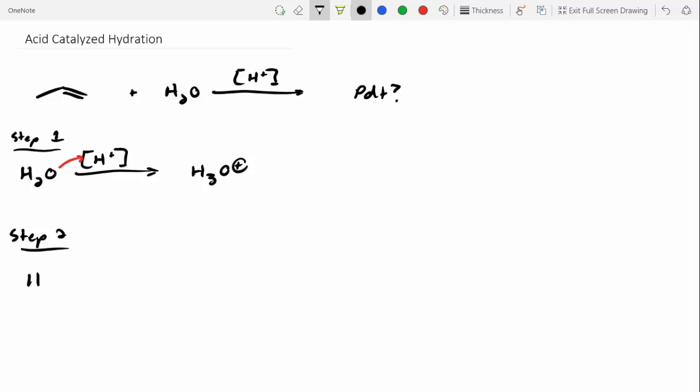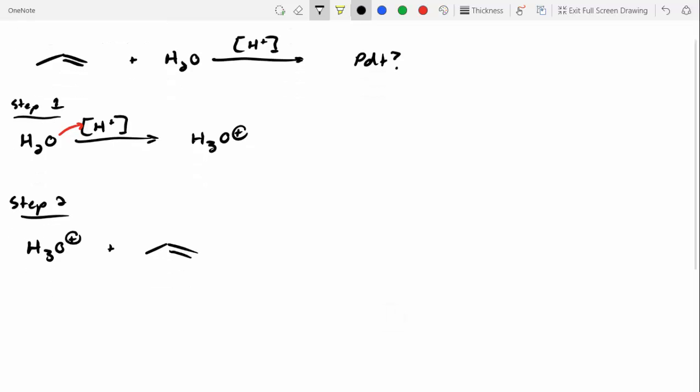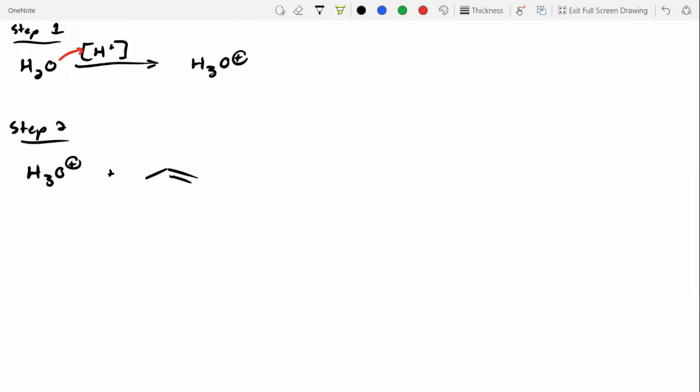Step 2, we've got our hydronium that's formed, and we've got this propene. So what do you think this propene can do with that hydronium? Let's actually draw out the hydronium with all of its bonds so that we can show the bond transfer. So in this case, we can have this pi bond attack it, just like we saw in the last reaction where it grabbed the proton from the strong acid. And then we need to break this bond.